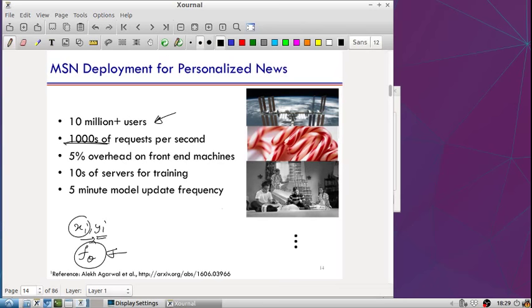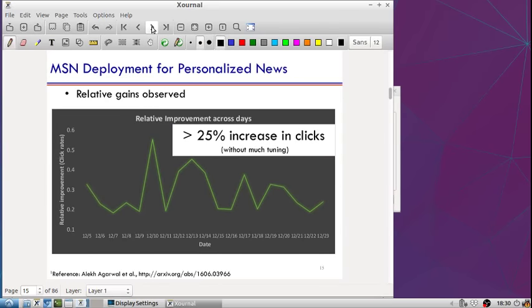And so the online machine learning solution that they use, they have deployed on MSN.com. It adds some overhead because there's going to be something intelligent going on now. And there's some stats about how to update models. I mean, we haven't seen any model yet, so let's defer it for later. And they observe some relative gains. They don't show absolute numbers, of course.